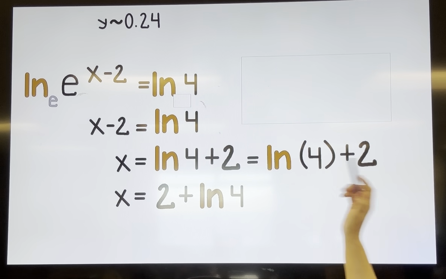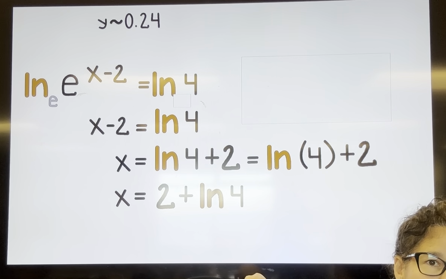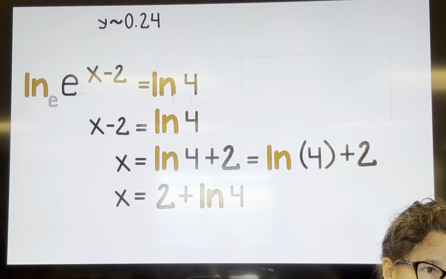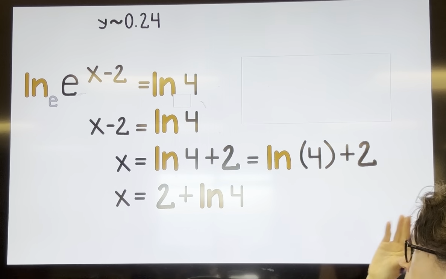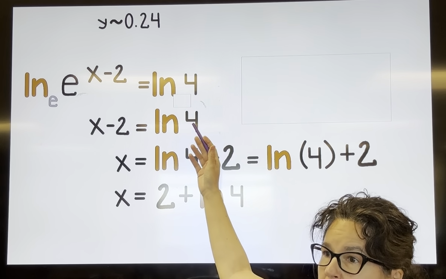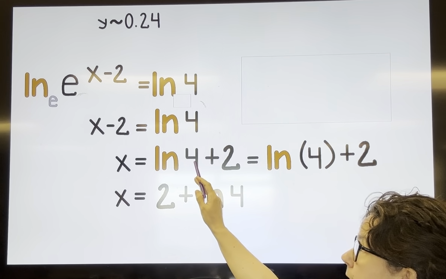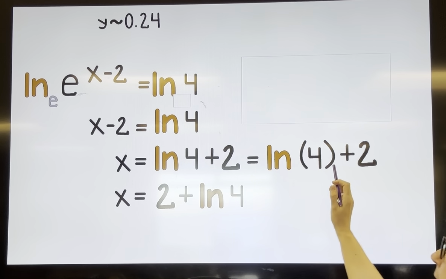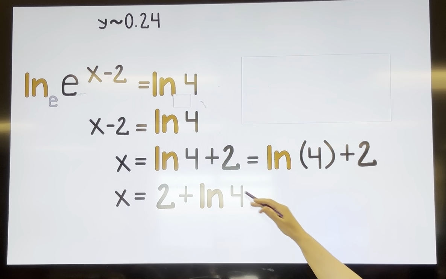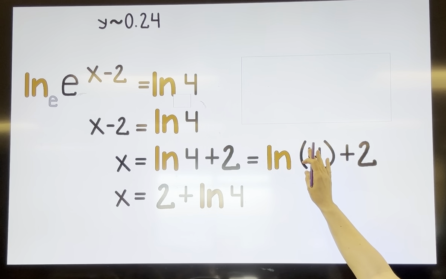Another way to make sure that you are being clear in your answer: mathematicians were very lazy writers. There is a set of parentheses around what you're taking the logarithm of. So if I wasn't lazy, I would put a set of parentheses around the 4 so that when I add 2, I can clearly see that I'm taking the natural log of 4 and then adding 2.